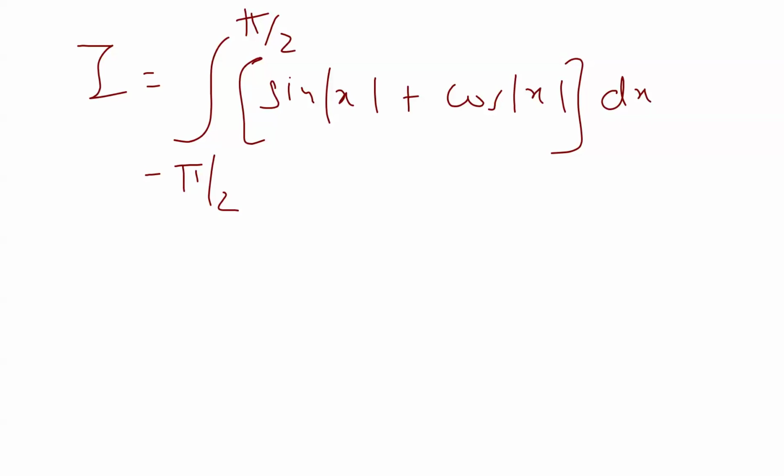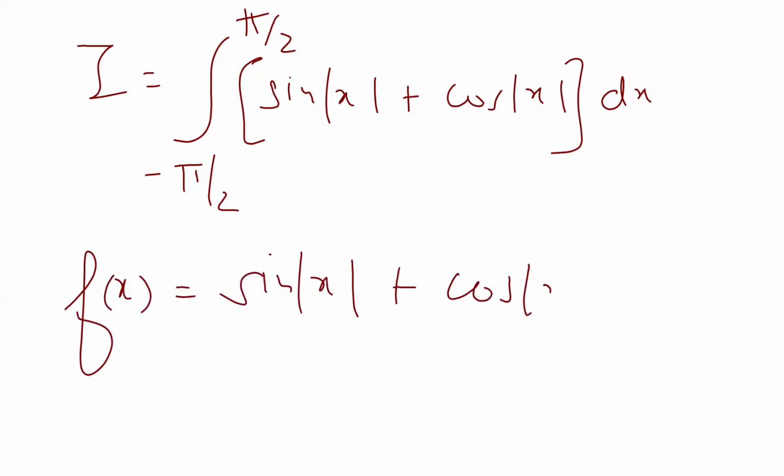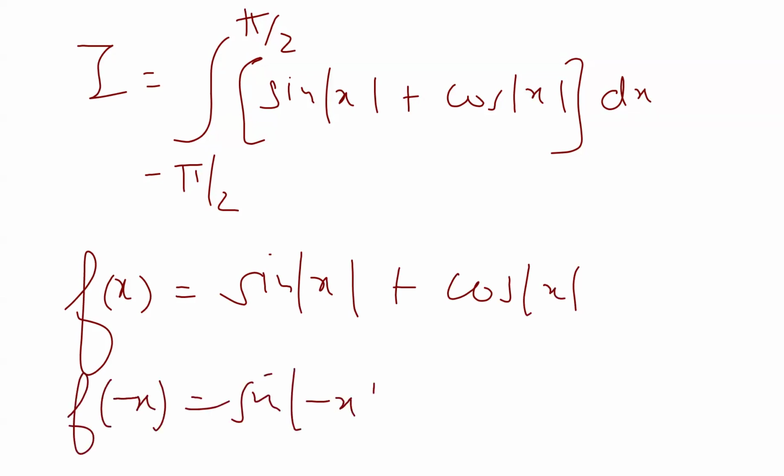This is the problem: integral of sine of modulus of x plus cos of modulus of x, from minus pi by 2 to pi by 2. Now, first of all, this is minus a to a. We can test for even and odd functions. So f of x is equal to sine of modulus x plus cos of modulus x. So f of minus x is sine of modulus of minus x plus cos of modulus of minus x, which is equal to sine x plus cos x.